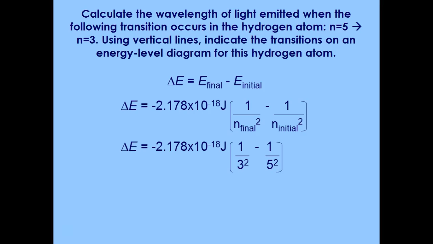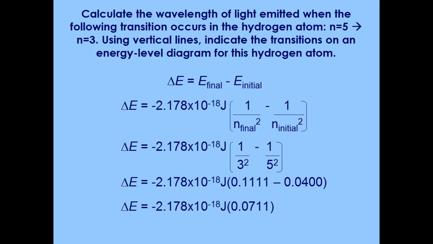And now we just need to do the mathematics. This is just simple algebra at this point. You're going to divide out your square roots and then multiply by your constant. I don't really worry too much about sig figs at this point. The 5 and the 3 are exact quantities. So the constant, the 2.178, is pretty much what's going to determine our energy change.